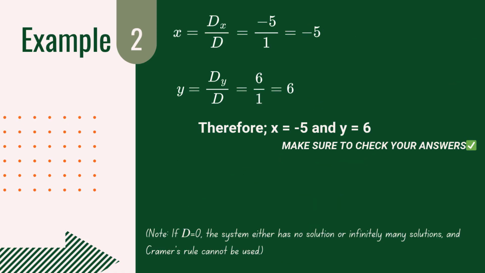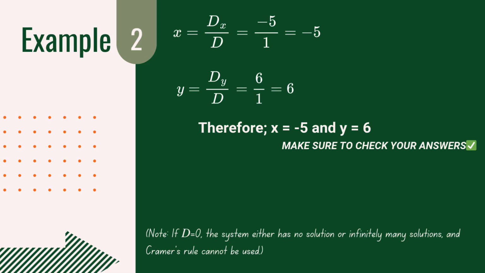Now to get your values for x and y, you already know what to do. The formula for x is determinant of x divided by the main determinant, which will be minus 5 divided by 1. So we just divide and it gives us x equals minus 5. And to get the value for y, we say the determinant of y divided by the main determinant, which is 6 divided by 1 from our answers we got earlier. And 6 divided by 1 is 6. Therefore, our answers are minus 5 and 6.